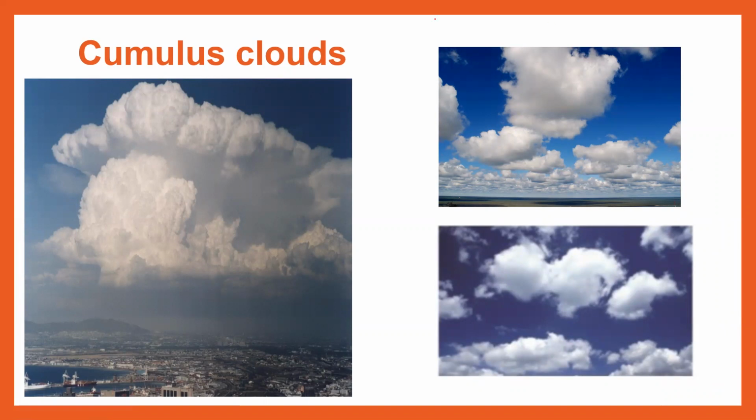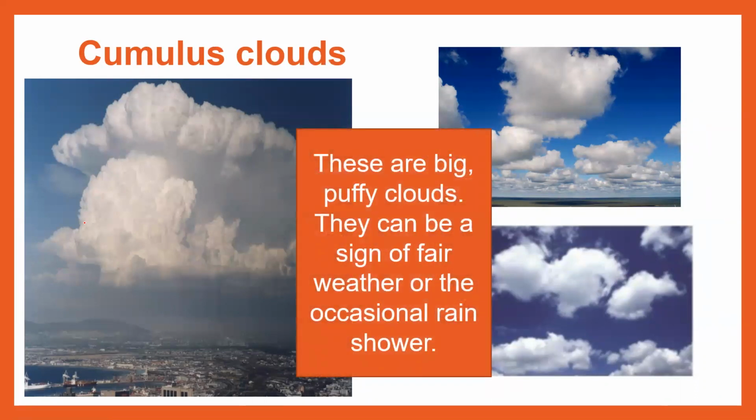They look very, very fluffy. They look very soft, don't they? And you can still see a bit of blue sky when these clouds are about. Cumulus clouds are big, puffy clouds, and they can be a sign of fair weather or the occasional rain shower. So when you look up at the sky and you see these clouds, you might have a nice day today.